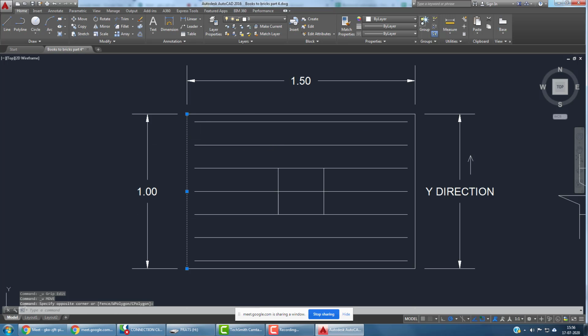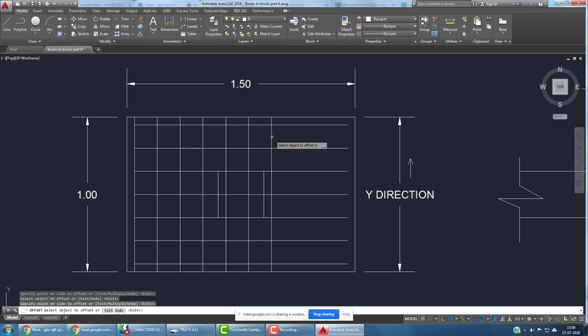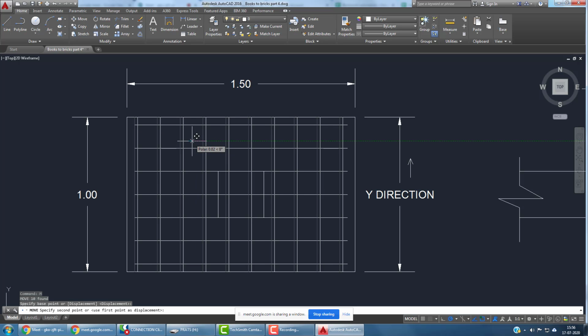So in the same way we will do on this side also. I will take an offset of 0.05. This is my first bar and I will go on offsetting at 0.15 meter. Correct? So how many bars have I got here? 1, 2, 3, 4, 5, 6, 7, 8, 9, 10 bars I have got. Correct? So there is some space left. I will adjust that, I have centered this.